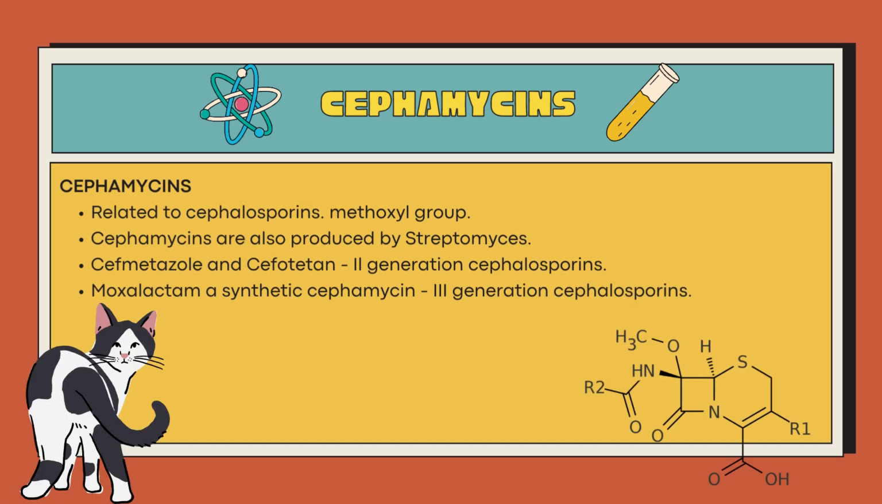Moving on, we have the cephamycins. These are closely related to cephalosporins but have a methoxyl group at position 7 of the beta-lactam ring of the 7-amino cephalosporanic acid nucleus. Cephamycins are also produced by Streptomyces. The common cephamycins are cefmetazole and cefotetan, which are similar in properties to second-generation cephalosporins. Moxalactam, a synthetic cephamycin, is similar in action to third-generation cephalosporins.